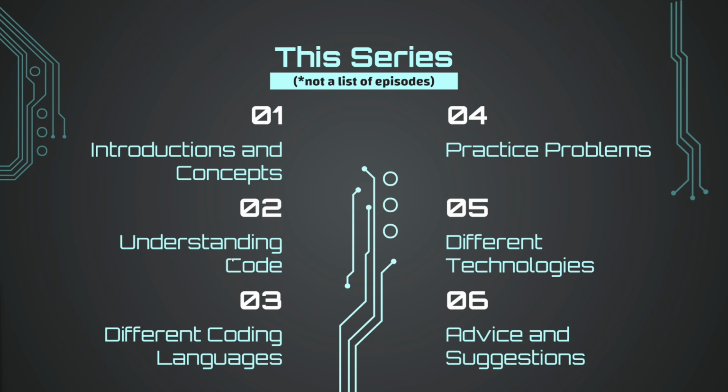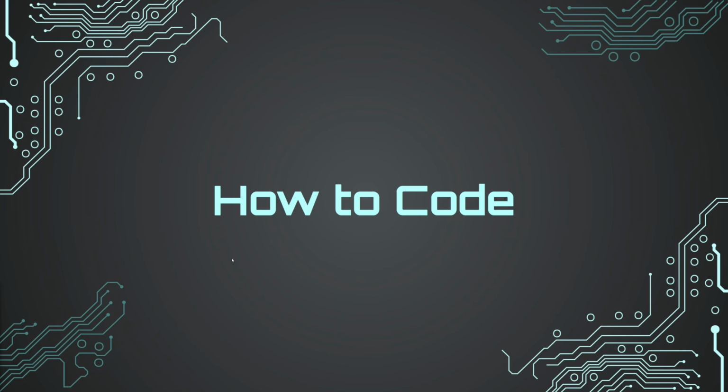We'll briefly discuss some different technologies in computer science, such as AI and its impact, and I'll do my best to give advice on various topics such as why you might choose one language over another, and my personal suggestions as well. We're going to cover concepts and principles for multiple different languages, so at the end of the series, you may not be a master of any specific programming language, but you will know how to code.